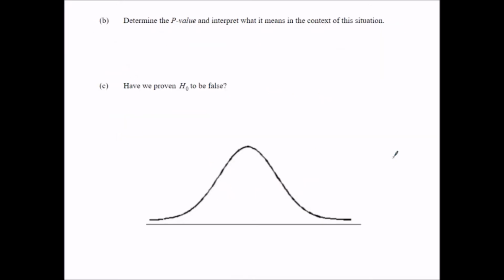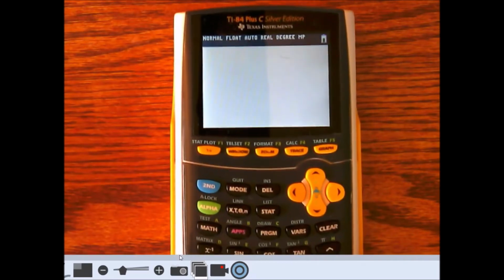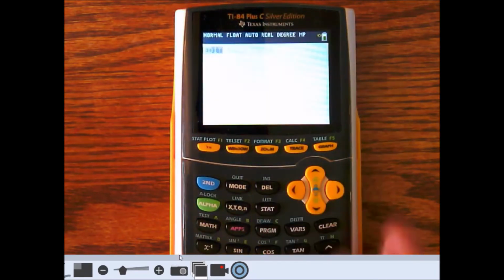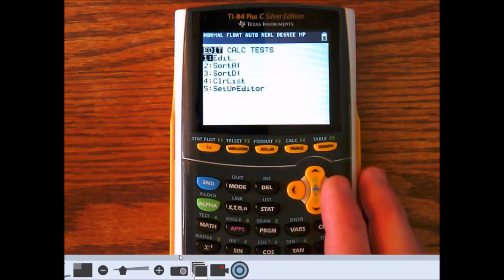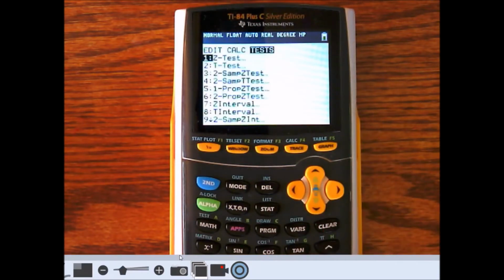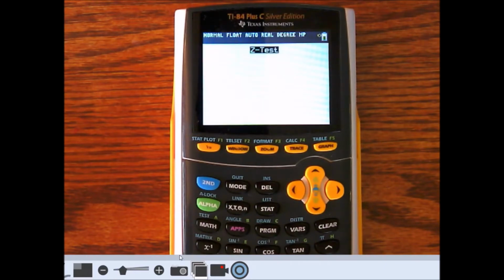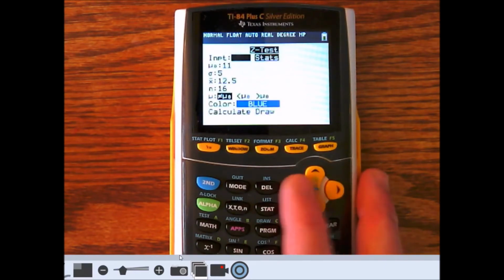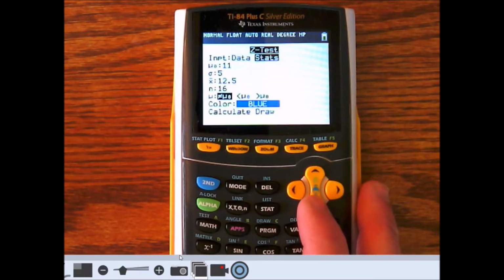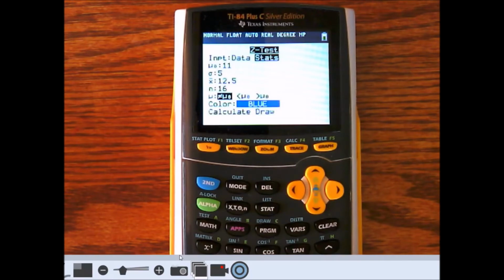Now, if your calculator does a good job with this, if I switch to my calculator here, where you would go is stat, and over to tests, and it's actually number 1, it's called a z-test. Now if you take a look at what we need, you can use data, but we're going to do stats. This mu with a little 0, that's mu naught. So that's the population mean that we're testing against. So in this case, it's 115.